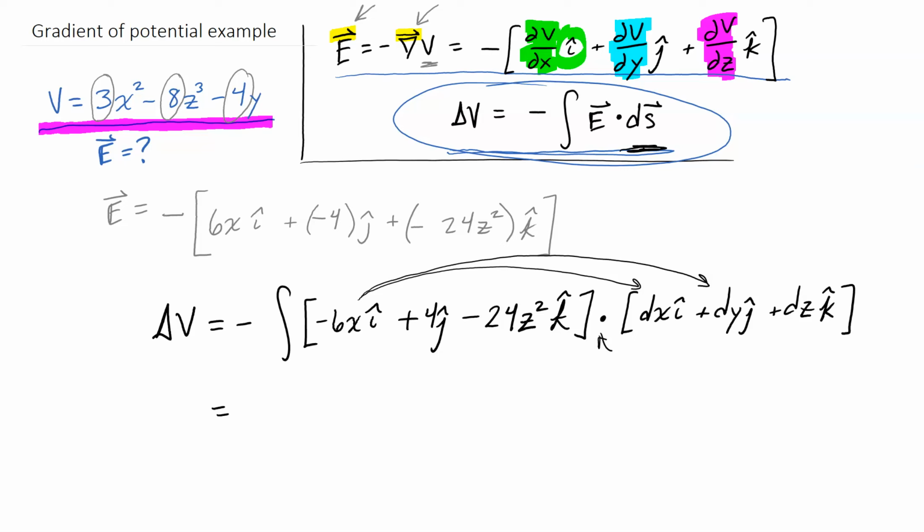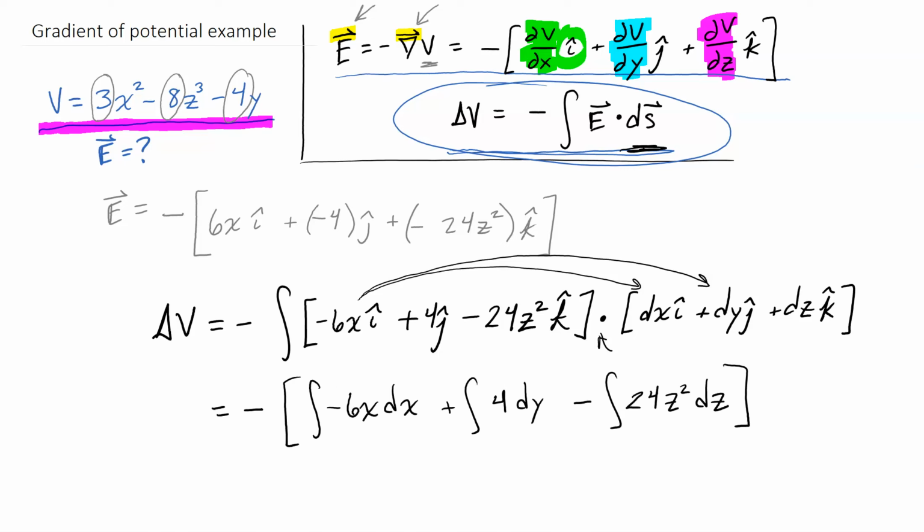Let me show you what you're going to get. Now I want you to notice something. What I get is not a vector anymore. It is a scalar. The result of a dot product is a scalar. So I have taken all of the i hat components and dotted them together, all of the j hats and dotted them together, and all of the k hats and dotted them together. And this is what I end up with, and now I need to take the integral.